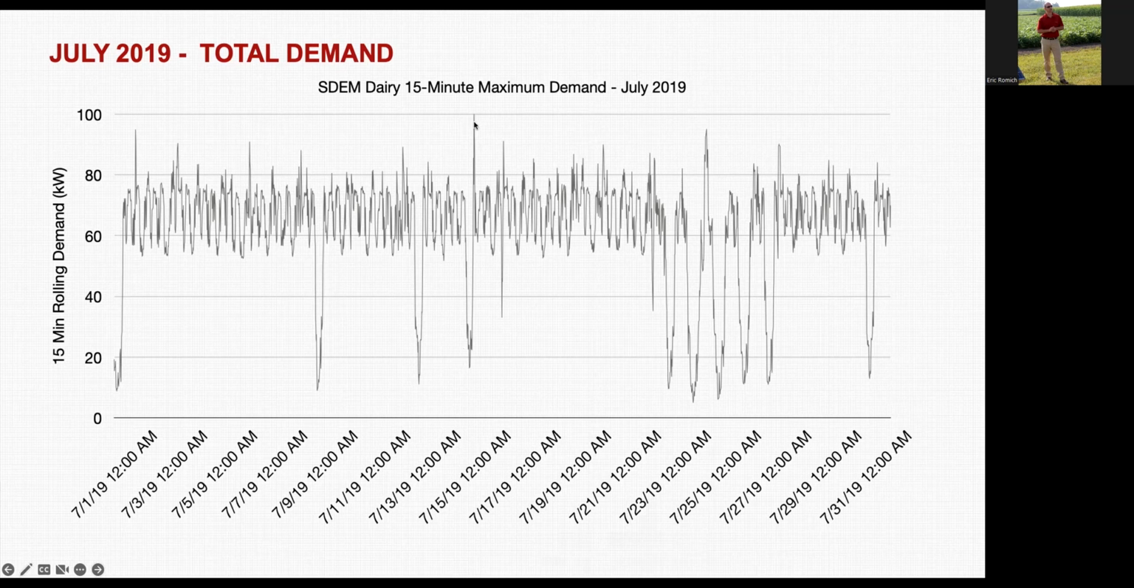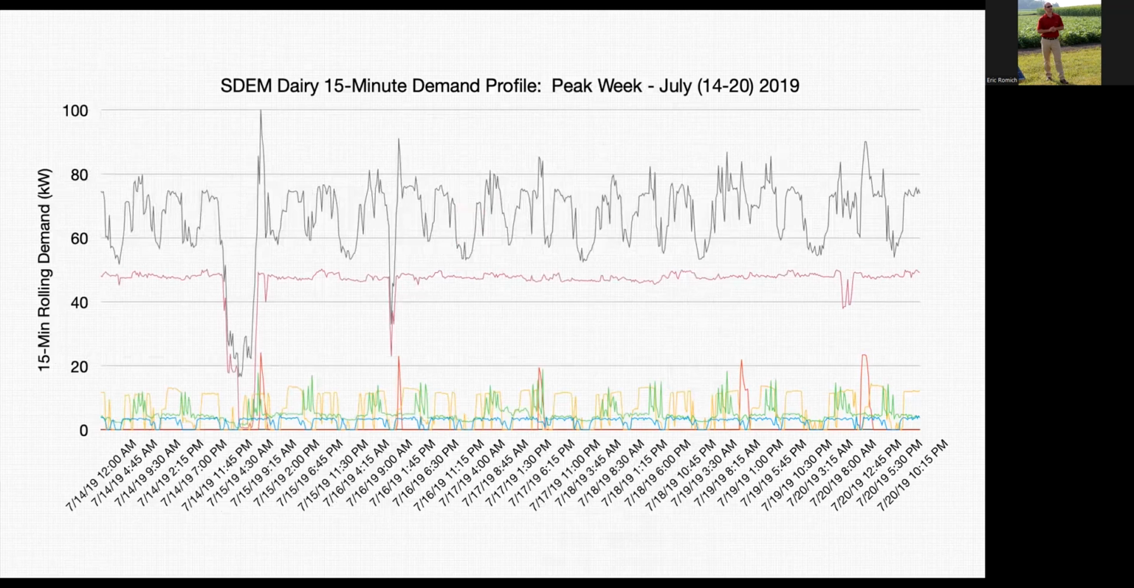So we're going to zoom in from a monthly perspective and start to look at what's happening at this peak demand event from a weekly perspective. Here we're looking at the week of July 14th through the 20th, again trying to track down when we set that highest spike in usage. With this chart, we're starting to introduce our individual operations as well. This gray line at the top is the total demand for the farm, and illustrated below are the individual operations that we're monitoring.